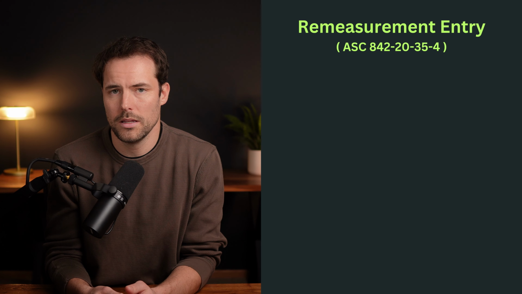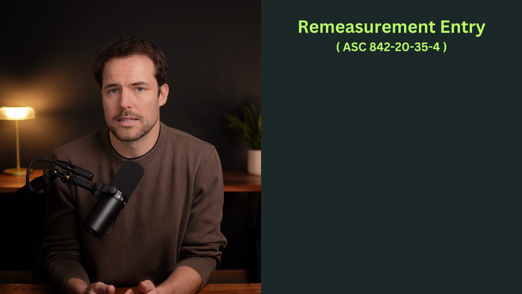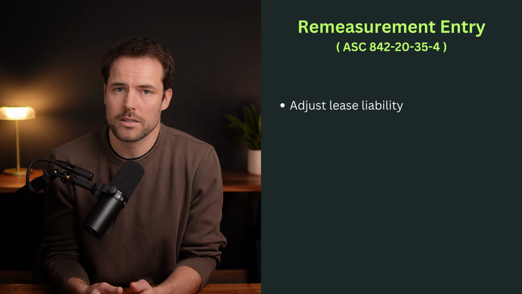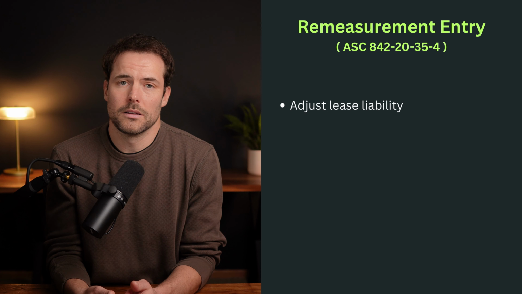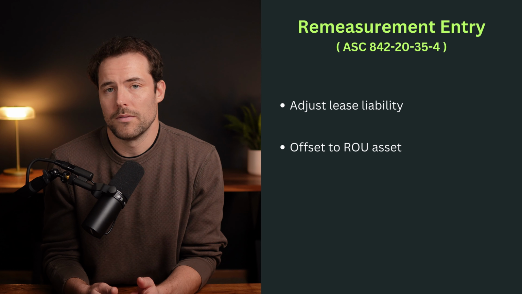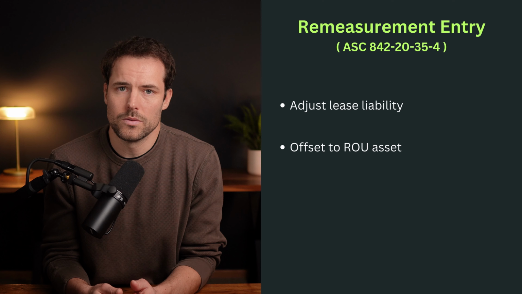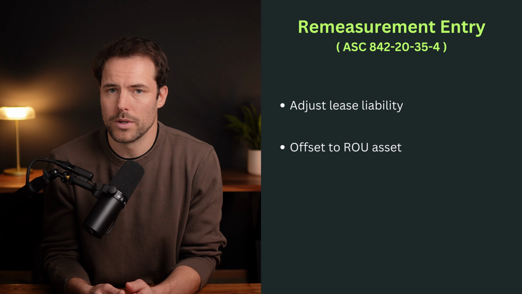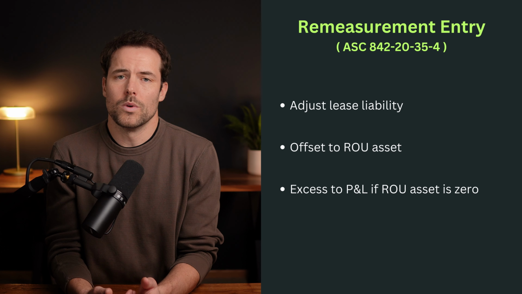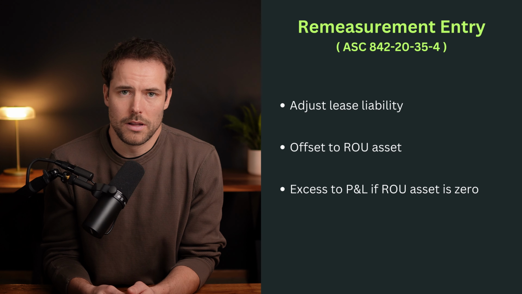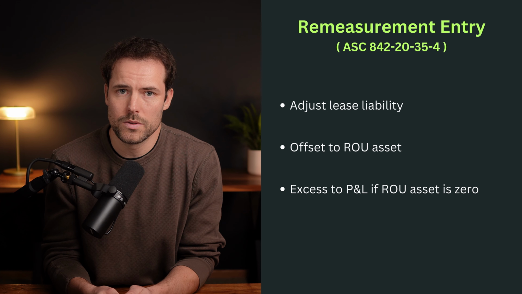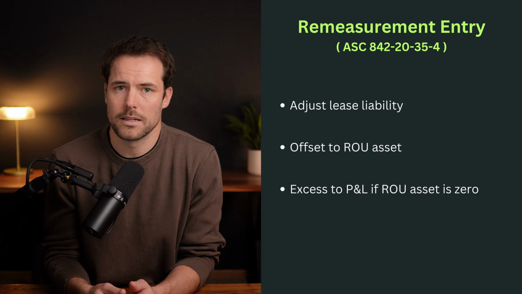ASC 842-20-35-4 states that after the commencement date, a lessee shall remeasure the lease liability to reflect changes to the lease payments. The lessee must recognize the remeasurement as an adjustment to the right-of-use asset. If the carrying amount of the right-of-use asset is reduced to zero, any remaining amount of the remeasurement is recognized in profit or loss. So in other words, once a remeasurement is triggered, we remeasure the liability, record the necessary adjustment, and the offset to that is the right-of-use asset or the income statement if the asset is fully written down.